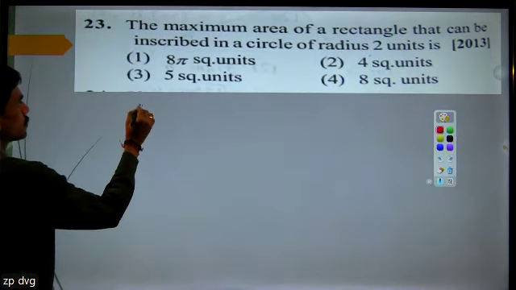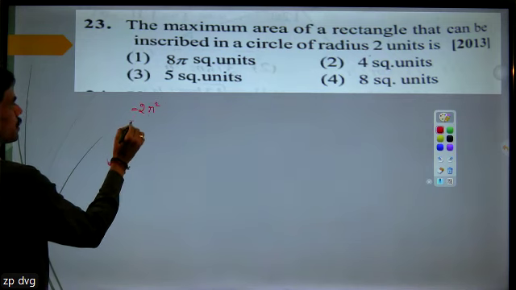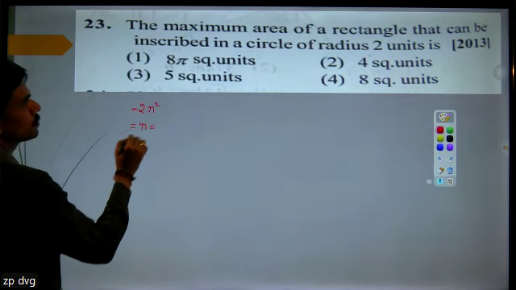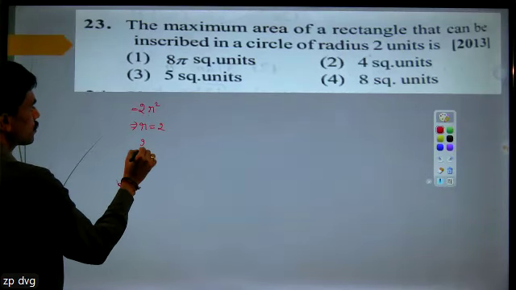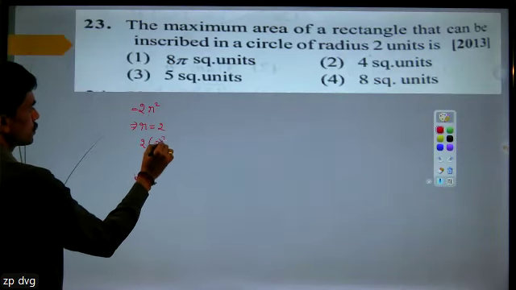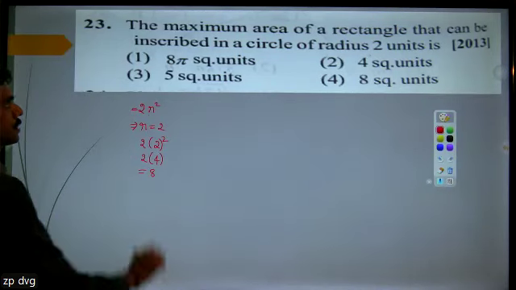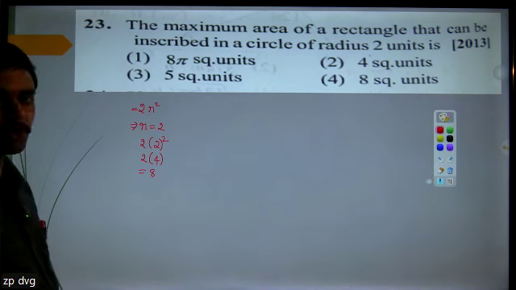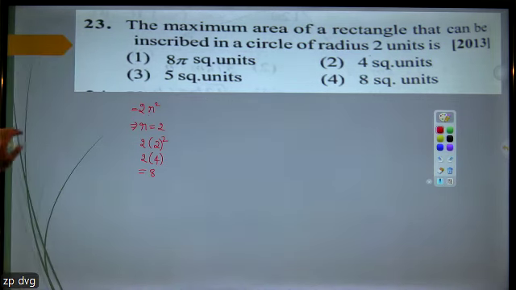The maximum area of a rectangle that can be inscribed in a circle of radius 2 units, the formula is 2r square. So here they given that r is equal to 2. So 2 into 2 square, so 2 into 4. We get answer 8. So the answer is 8 square units, option 4.